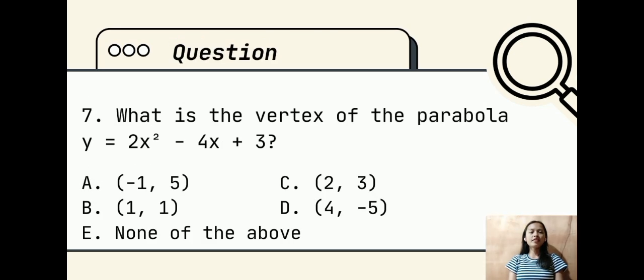Number 7. What is the vertex of the parabola y is equal to 2x squared minus 4x plus 3? A. Negative 1, 5. B. 1, 1. C. 2, 3. D. 4, negative 5. E. None of the above.